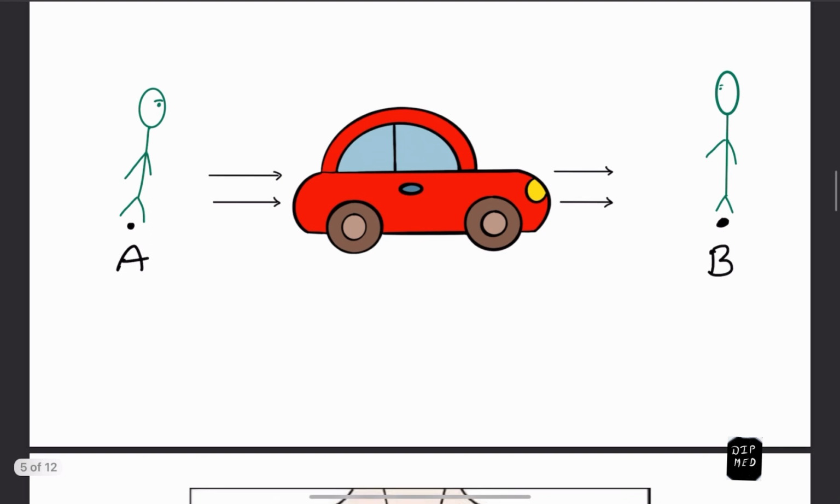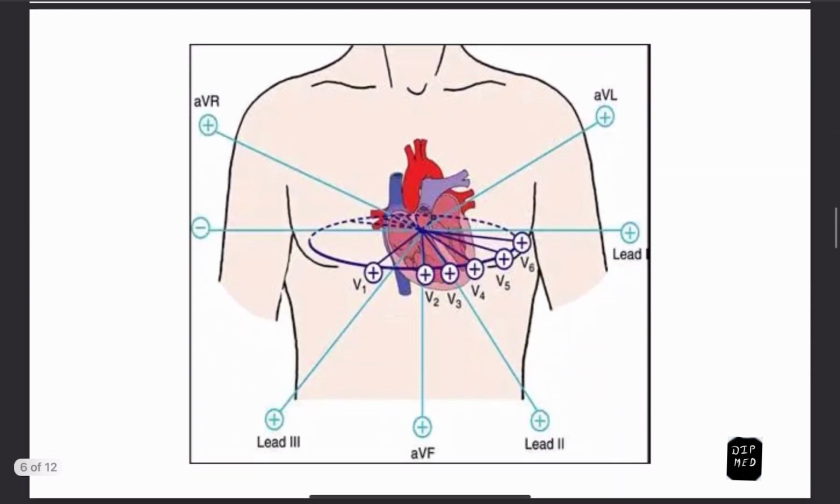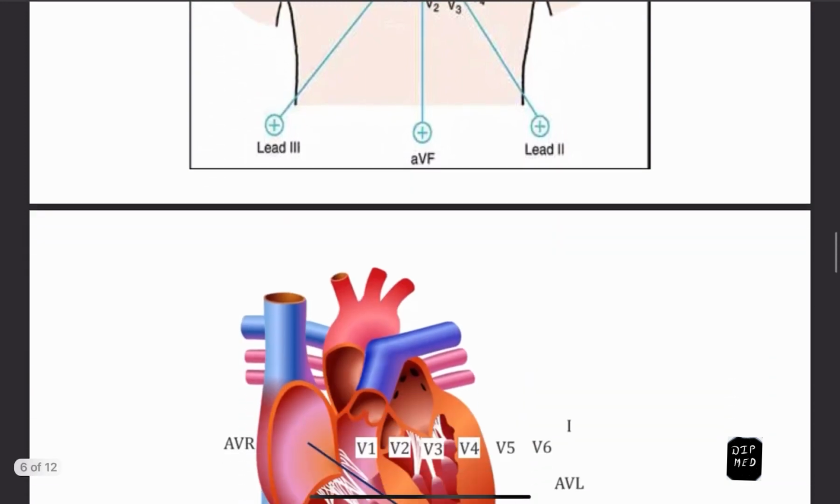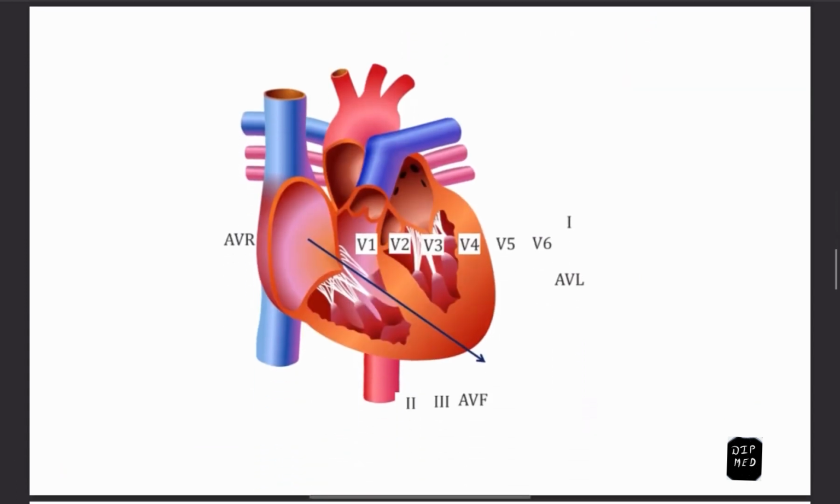That's the same case with the EKG leads. All of them are looking at the electrical activity of the same heart from different positions, so the shape of the waves will be different in all of them. Here in this picture I have shown the heart with its summation vector, and I have also included all the ECG leads with their vantage points. Let's see if we can make sense of it now.